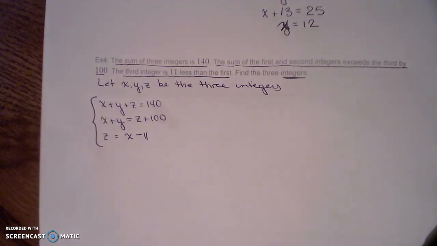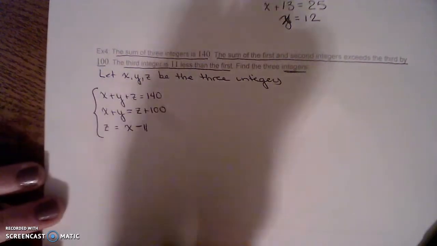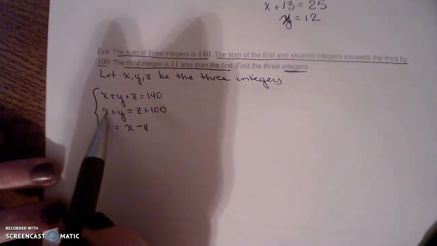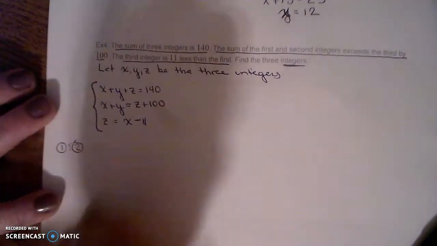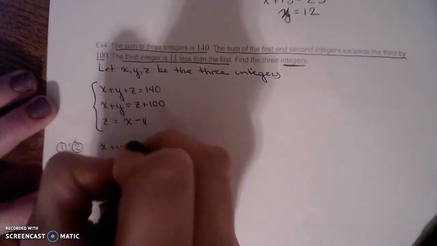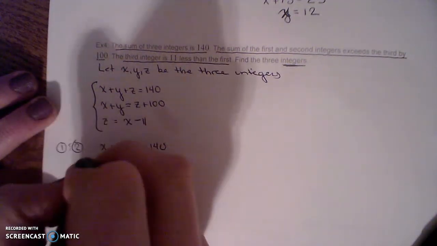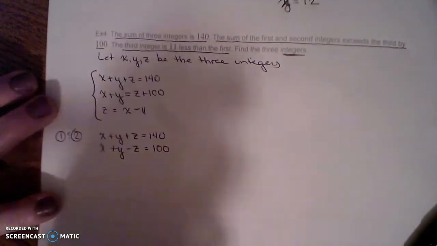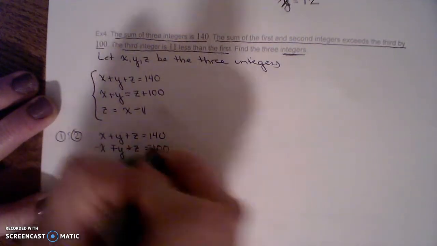You can solve this in any number of ways. The way that I'd like to do is some combination of elimination and substitution. Because if I take a look at these 2 equations, if I subtract them, that'll get rid of both the x and the y, right? So let me just look at equations 1 and 2 here. x plus y plus z equals 140. And the second equation, x plus y equals z plus 100. I actually want to put the z on the other side, so I'll subtract z from both sides. x plus y minus z equals 100.